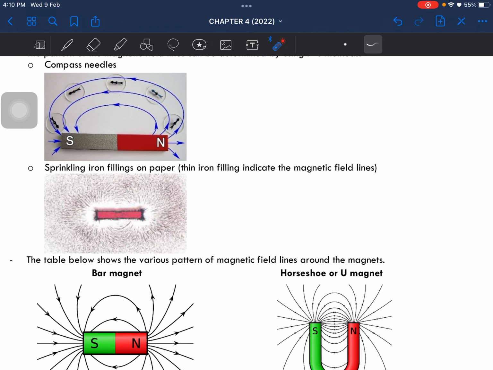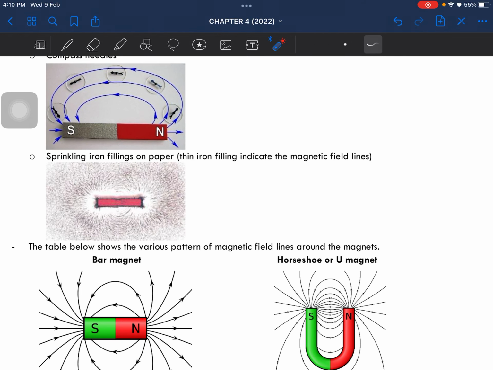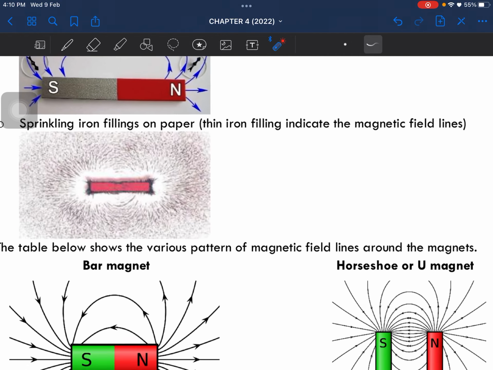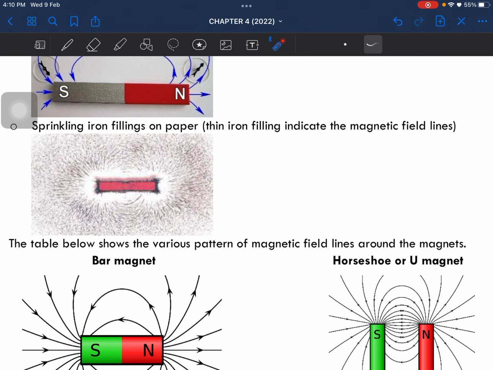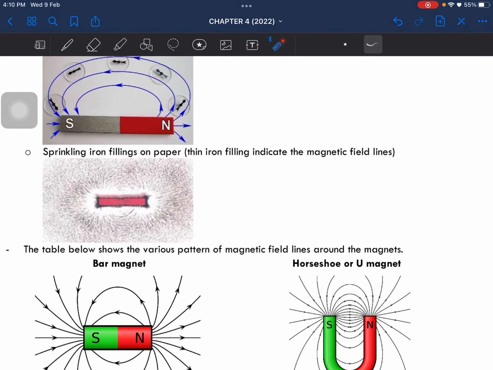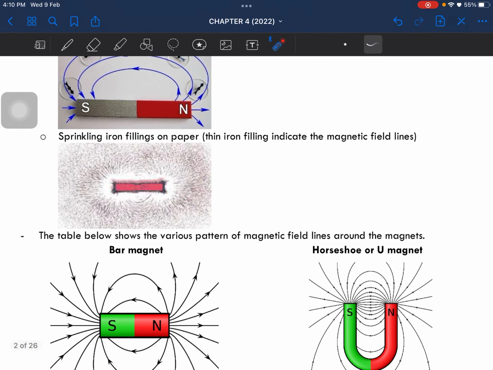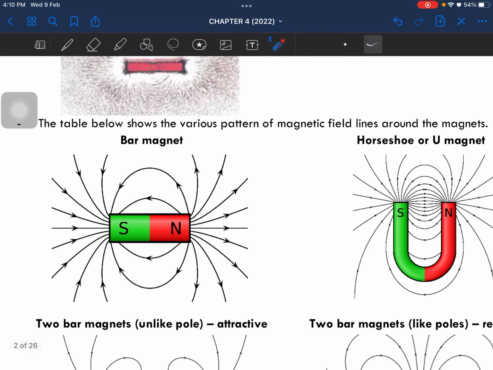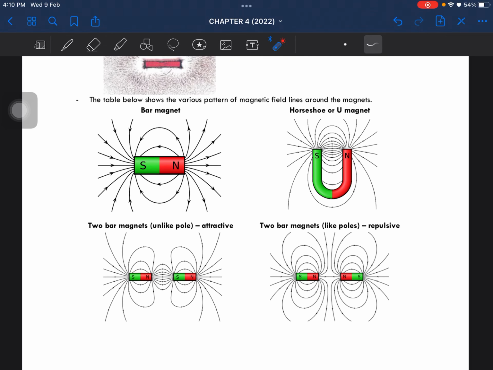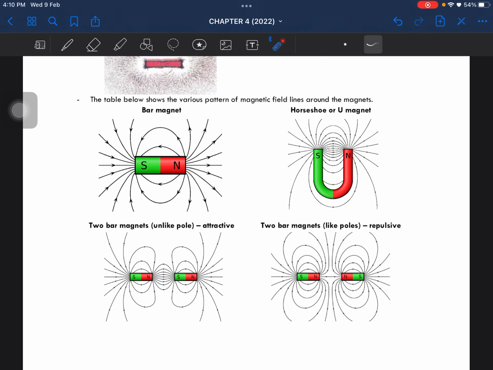Okay, and then for the second method, we can use iron filings, which would actually indicate the direction of the magnetic field lines, or the pattern of the magnetic field lines. Based on this diagram here, we can see the pattern. And these are some of the magnets and their magnetic field lines.